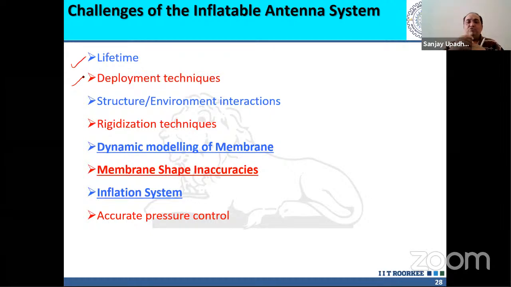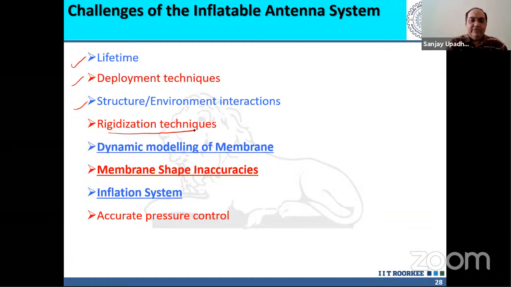And if you open it and it is not opened properly, then what happens? It will not open properly, and you cannot protect yourself. So the deployment technique is also much more important than structures and environmental interaction. As I told you, the rigidization technique, how to rigidize.